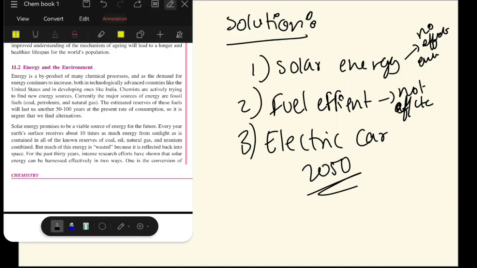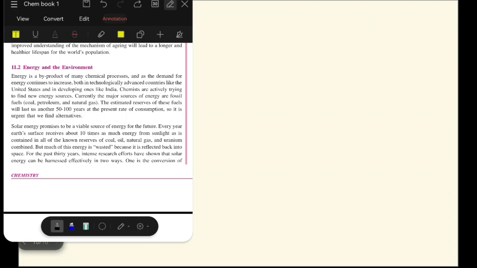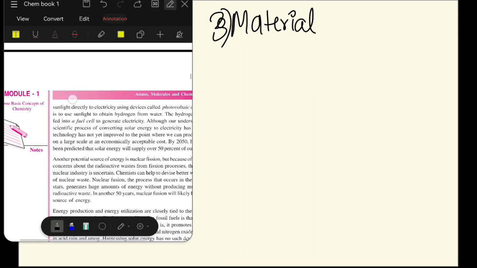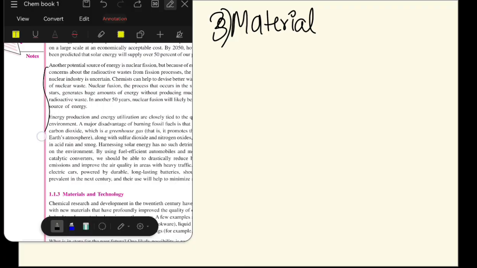Okay, and now we can finally move on to our next topic, which is material. This is the third topic here, material and technology. Look at here, we have covered all this.